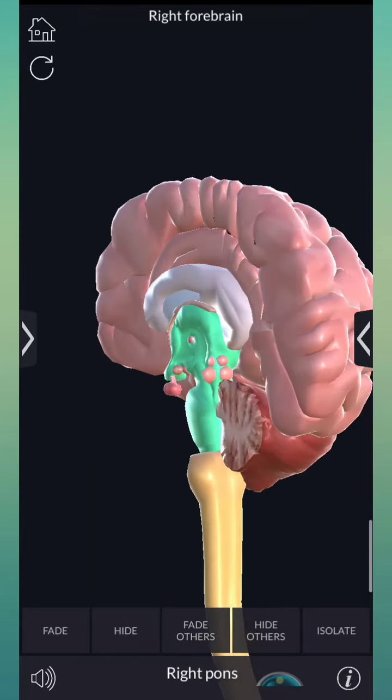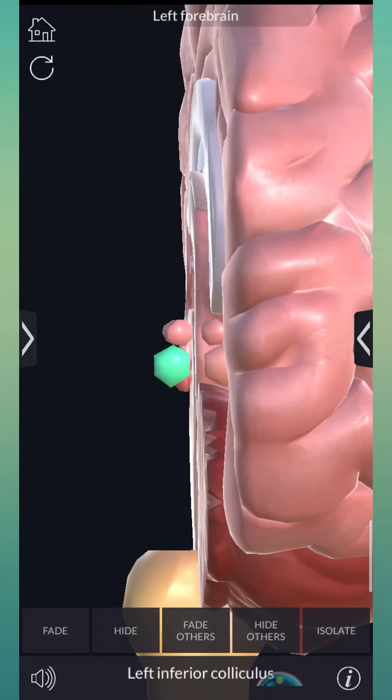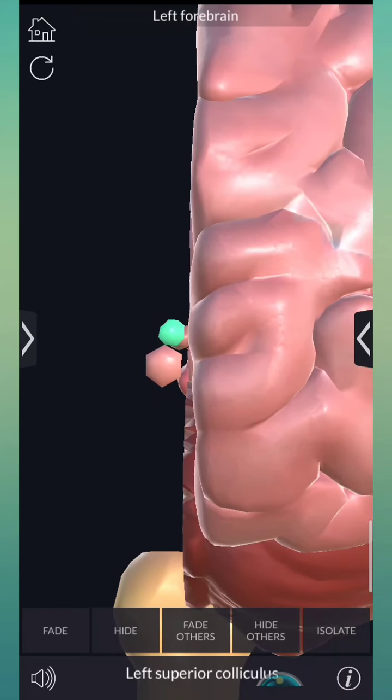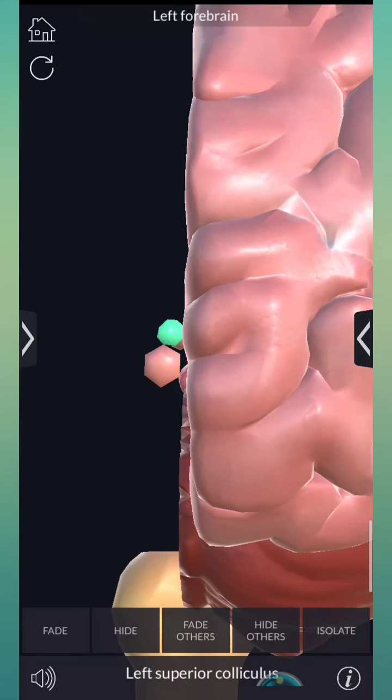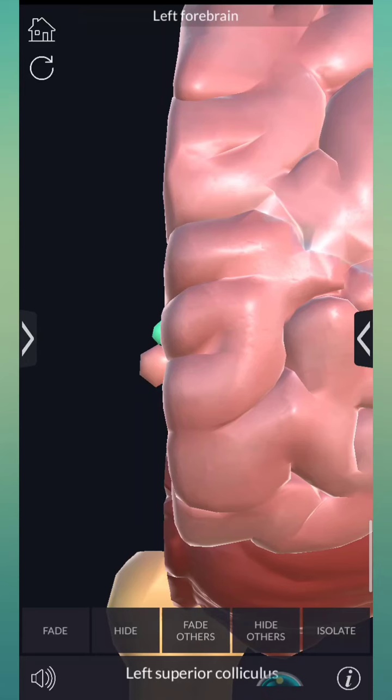and you can see this part. This part is inferior colliculus, and this part is superior colliculus. So superior colliculus is a part of the brain circuit for the transformation of sensory input into movement output. Its major function is orienting the animal, particularly with eye movements, to objects of interest in the outside world.